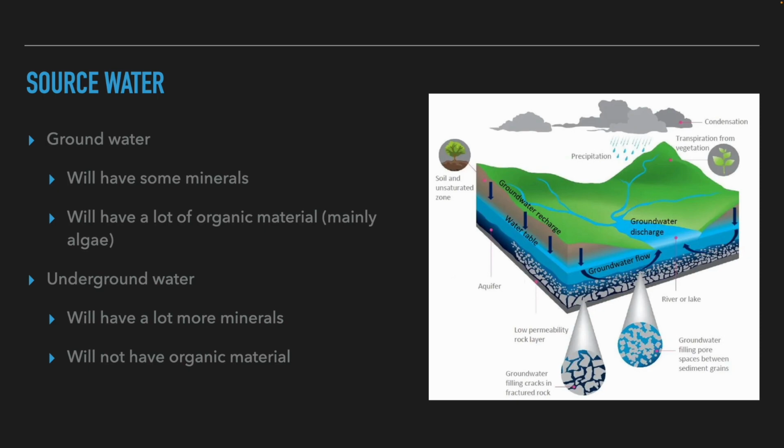The first is surface water. This water will have some minerals, but will have a lot of organic material in it. These organic materials will be mainly algae. The second type of water is underground water. This water will have a lot more minerals from the ground, but will not have organic materials because these are filtered out by the ground.